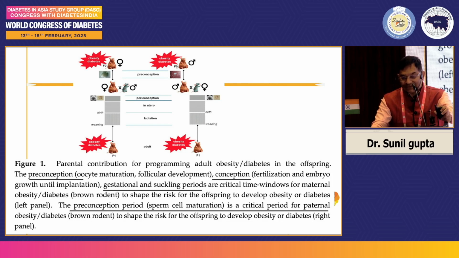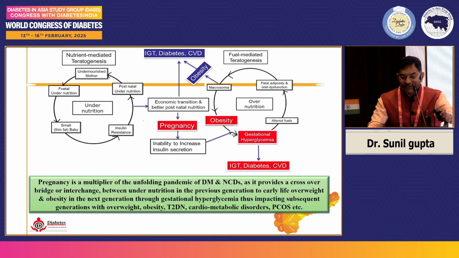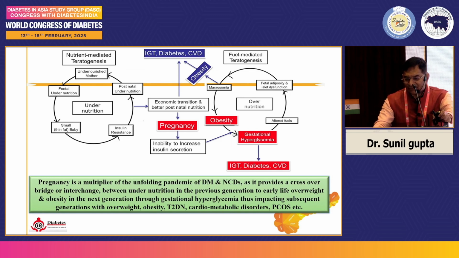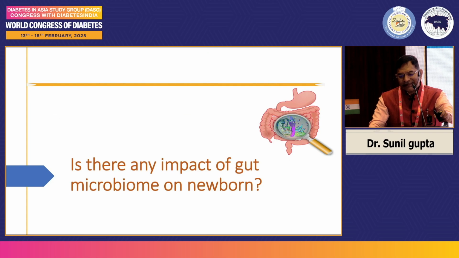And this is an animal study. There is also an important message that in the pre-conception period, even the quality of the sperm is important for the outcomes. So pregnancy is a multiplier of the unfolding pandemic of diabetes and NCD, and we should know that it's a crossover, and it's a vicious cycle which may continue. Is there any role of gut microbiota?